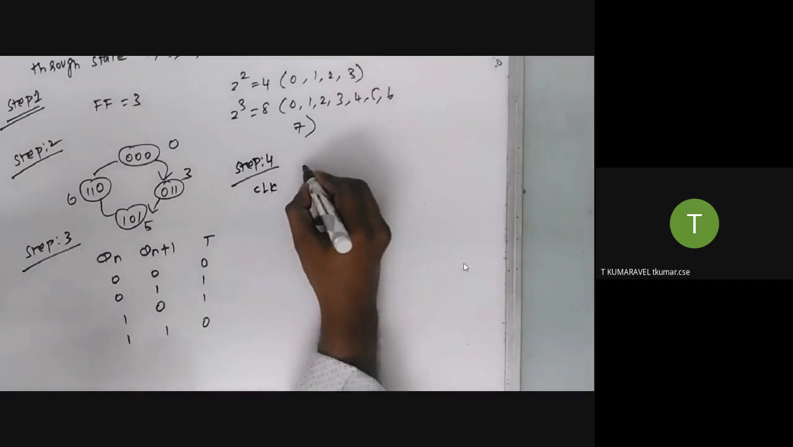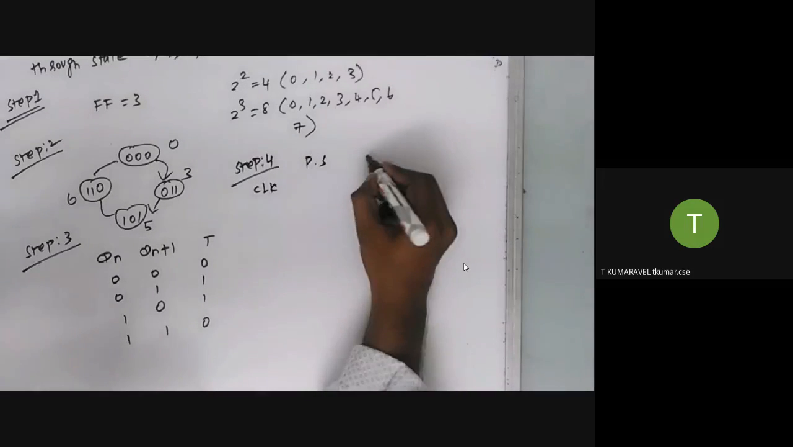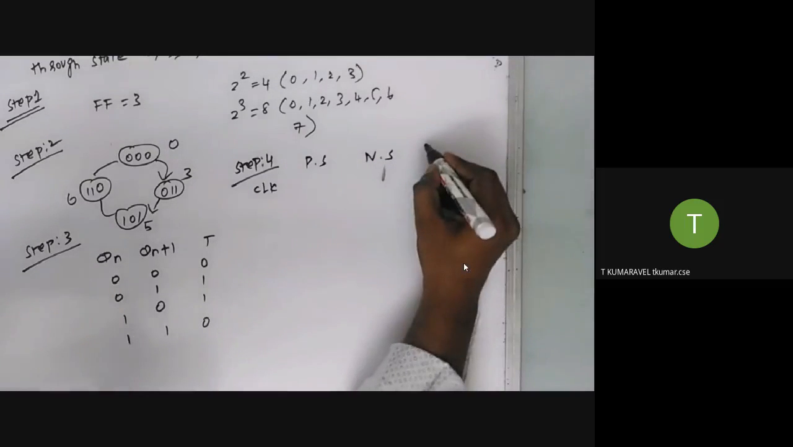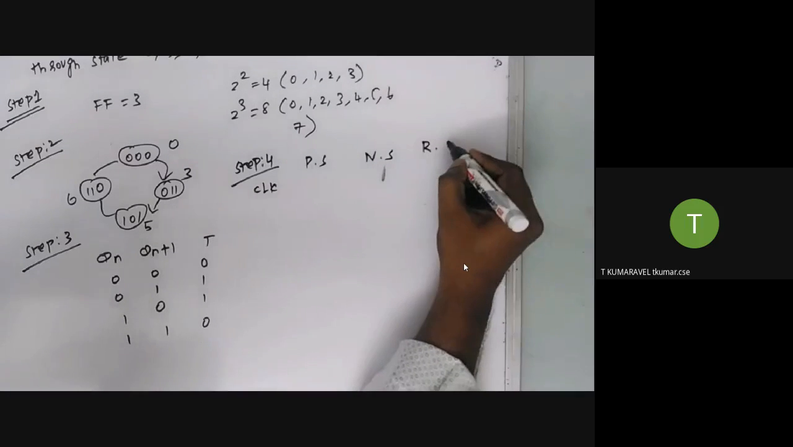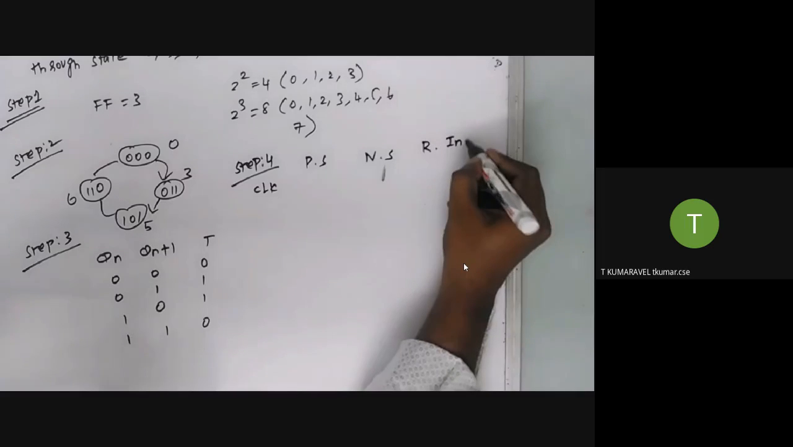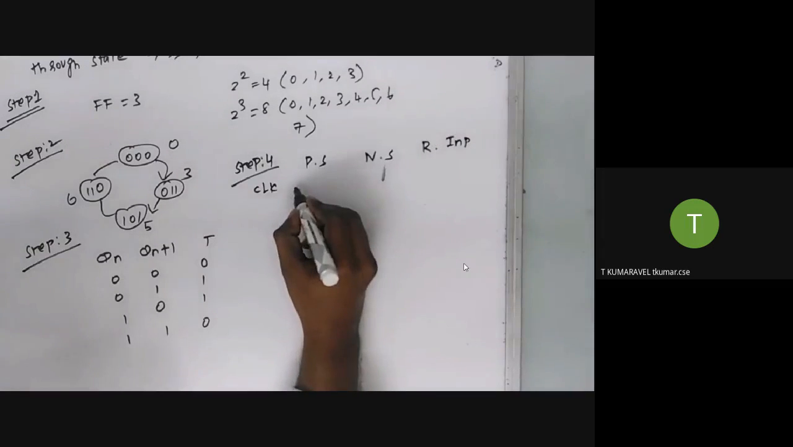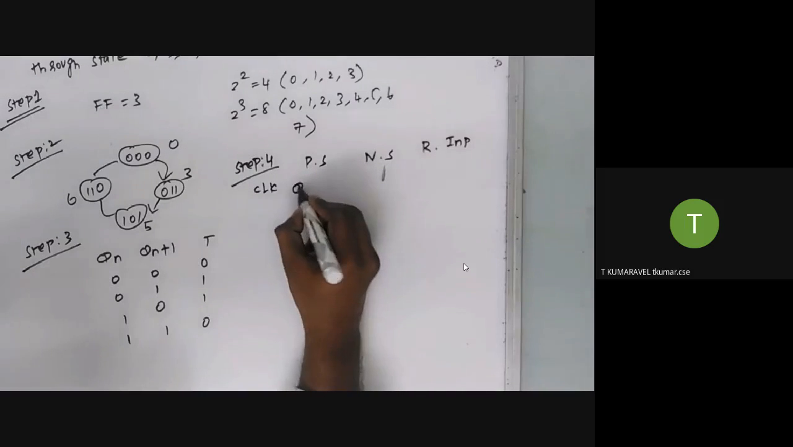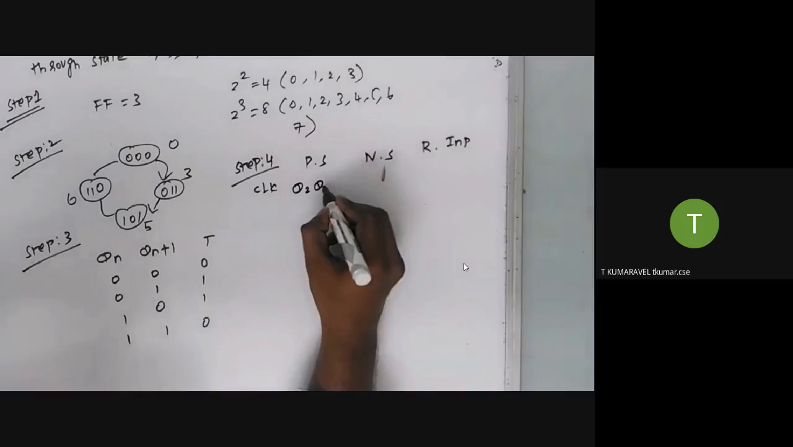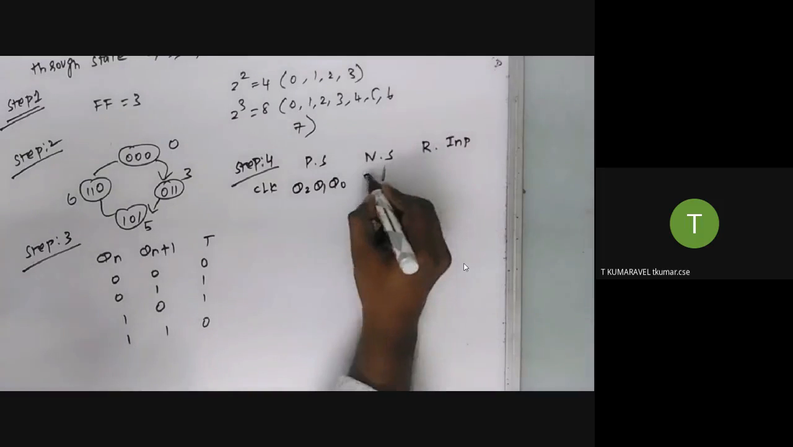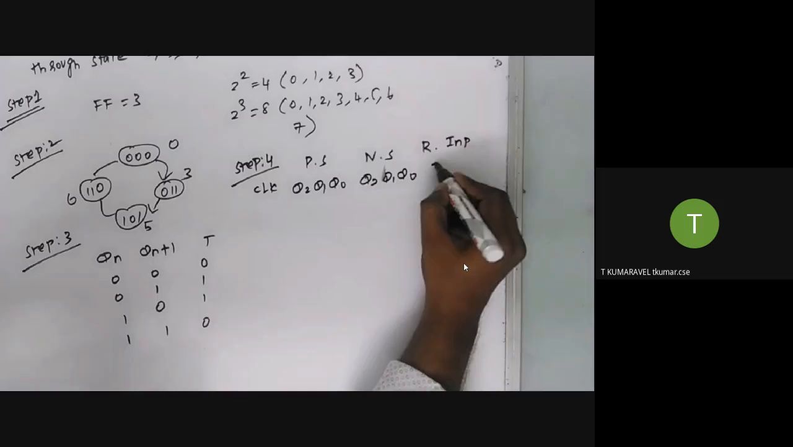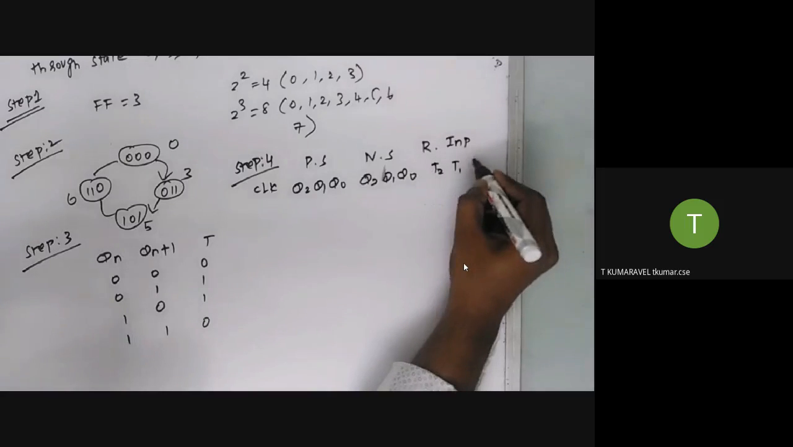How many states are available? Present state and next state. How many inputs are required? This is a 3-bit counter. We are going to implement the concept using 3 bits, so in total there are 3 flip-flops: Q2, Q1, Q0. The inputs are T2, T1, T0.